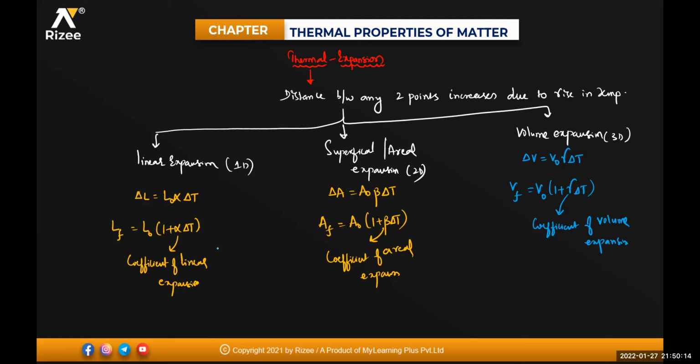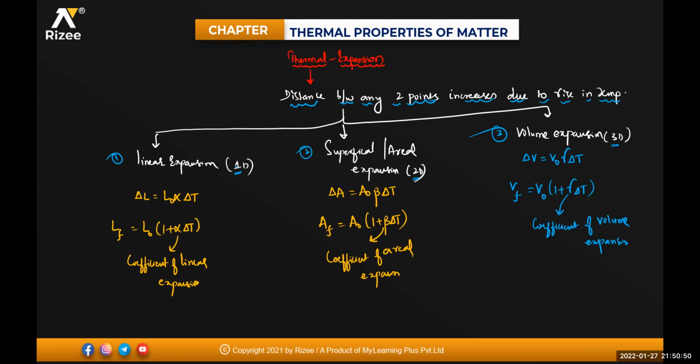Is it clear? So the first thing you need to remember in thermal expansion is that the distance between any two points increases due to the rise in temperature. We have three different types of expansions: linear expansion, areal expansion, and volume expansion. Linear expansion is associated with one dimension. Superficial or areal expansion is associated with two dimensions, like a disc, and volume expansion is associated with three-dimensional bodies like a solid cone or sphere.